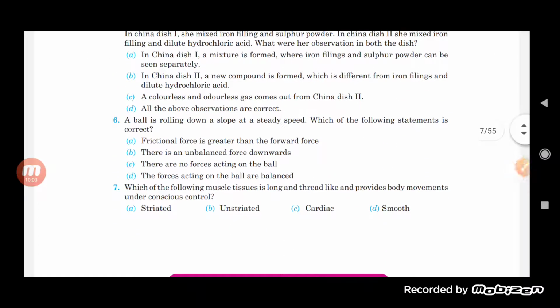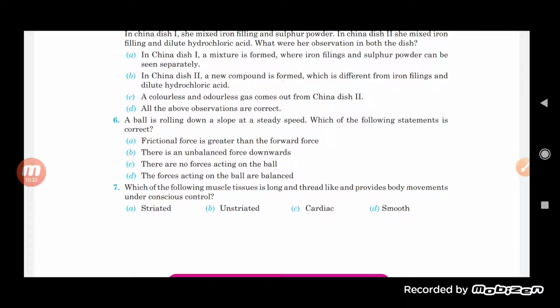Now a ball is rolling down a slope at a steady speed. Which of the following statements is correct? Frictional force is greater than forward force. There is an unbalanced force towards downward. There is no force acting on the ball. The forces acting on the ball are balanced.